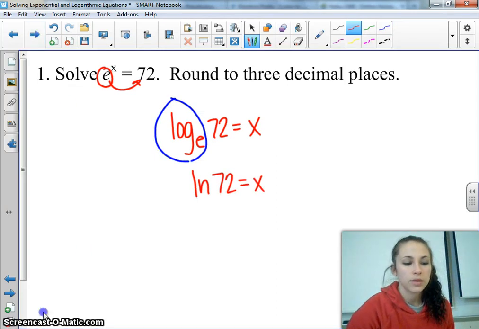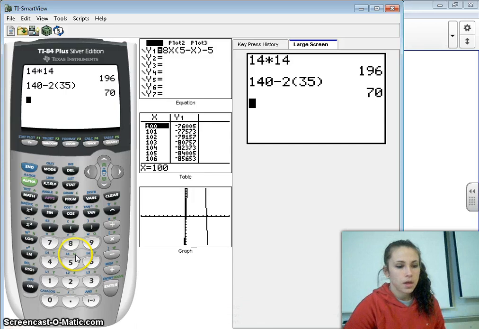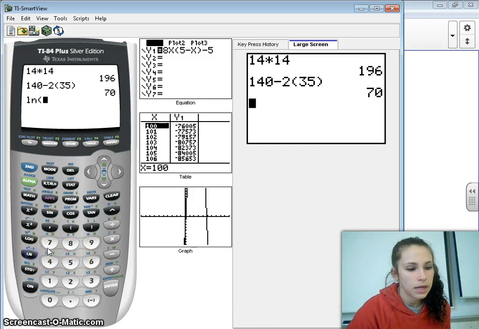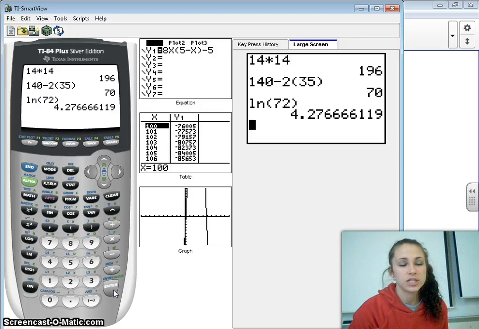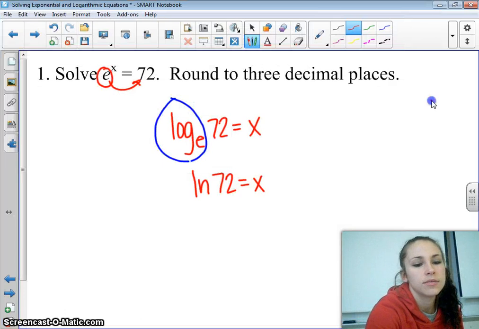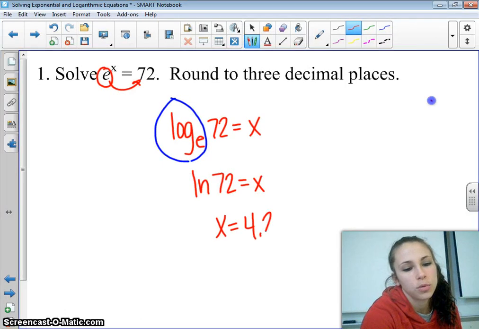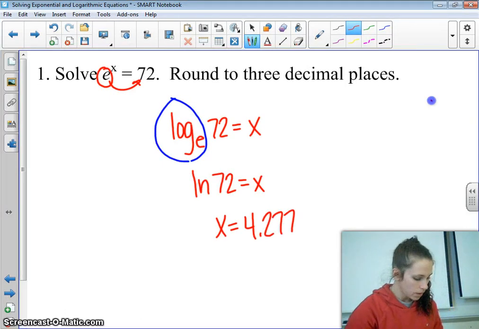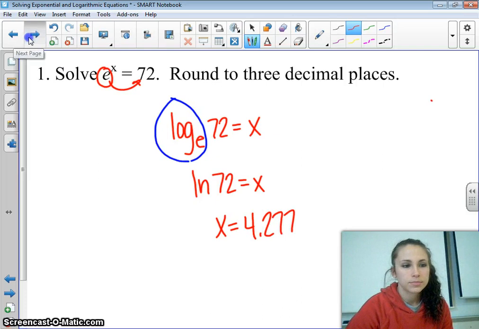And so then I'm going to go plug that in my calculator. Alright, so when I plug this in, this is going to be natural log of 72. And I'm going to round this to 3 decimal places. So whenever you do these kinds of problems, just go ahead and round them to 3 decimals. So this is going to be 4.277. So x equals 4.277. And that's how we do that one.